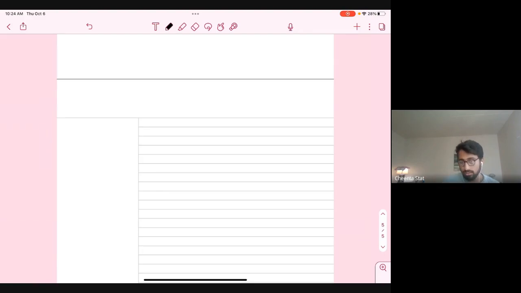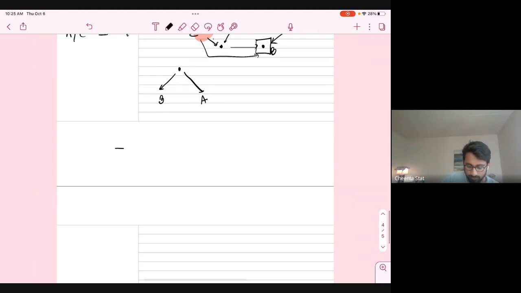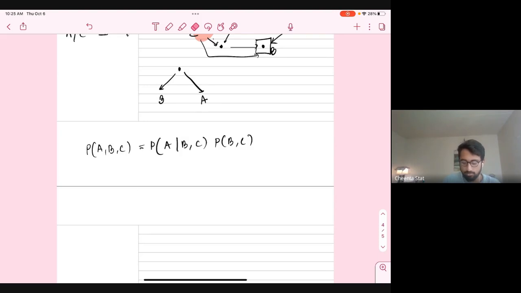Now I will tell you this whole idea of why this knowledge propagates. So if you have seen the whole idea of multiplicative probability, if you remember that P(a, b, c) is nothing but the probability of a given bc times the probability of bc, and this can be written as the probability of b given c times the probability of c.